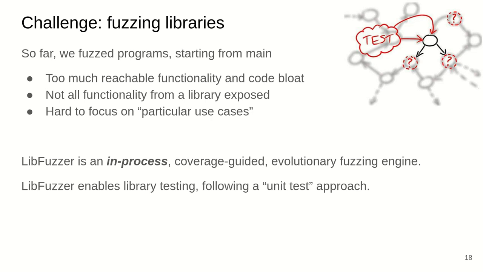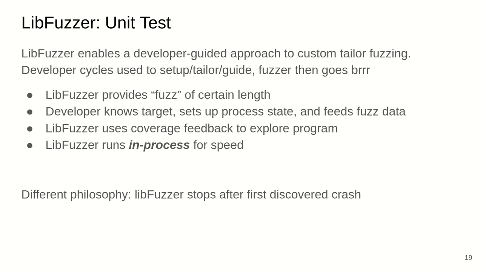We'll therefore look at LibFuzzer, which is a tool that allows us to customize the fuzzing process to a particular target. LibFuzzer is an in-process, coverage-guided, evolutionary fuzzing engine and enables library testing following a unit test approach. So you, as the developer, will write the unit test, construct the library API, connect the different parts, and then you can go fuzz, right? In LibFuzzer, you write individual unit tests. So it enables a developer-guided approach to custom tailor the fuzzing. The developer is responsible for connecting the different parts and making sure that the library is initialized correctly. The developer cycles are used to set up, tailor, and guide the fuzzing process and set up the necessary state, and then the fuzzer explores this state space. LibFuzzer provides fuzz input of a certain length, and the developer is assumed to know the target application, set up the state, and feed the fuzz data into the right parts.